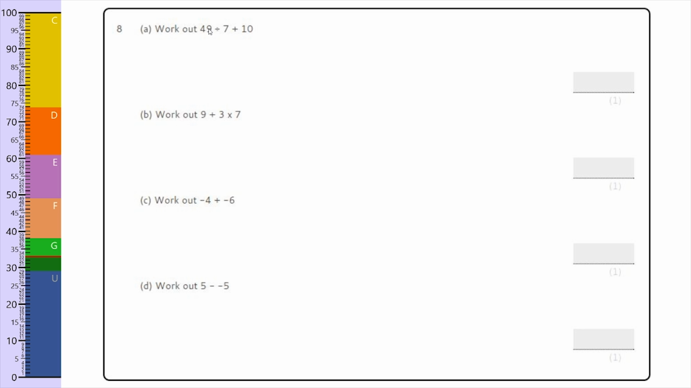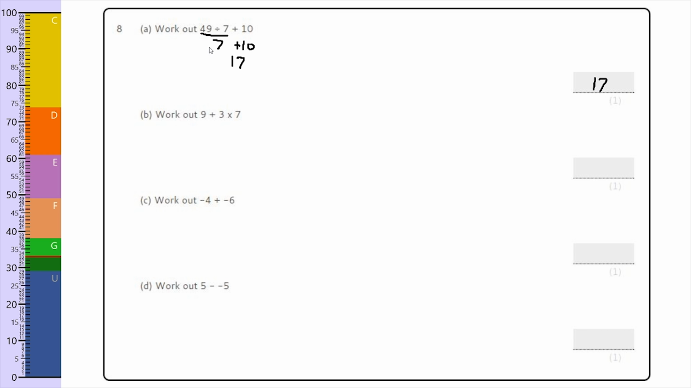So first question says 49 divided by 7 plus 10. So 49 divided by 7, let's do that bit first. I know 7 times 7 is 49, so 49 divided by 7 is 7. I haven't dealt with the plus 10 yet. 7 plus 10 is going to be 17. So the answer to that is 17.